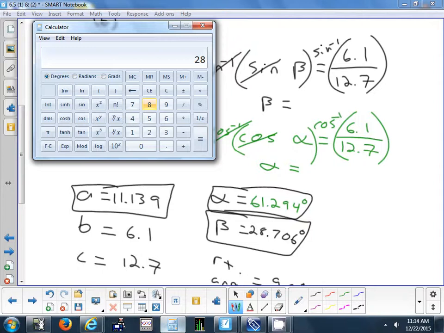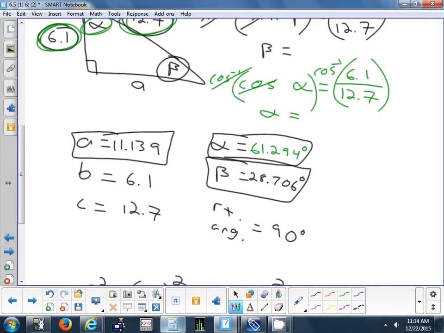One way I can check this: make sure these, 39.40 and the other, add up to 90. So it's 90, or 89.99, pretty close to it. So that's another way to check it. I know this answer is right. These added up to 90, so it's got to be correct.